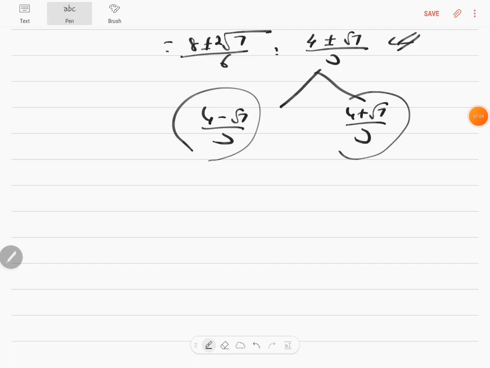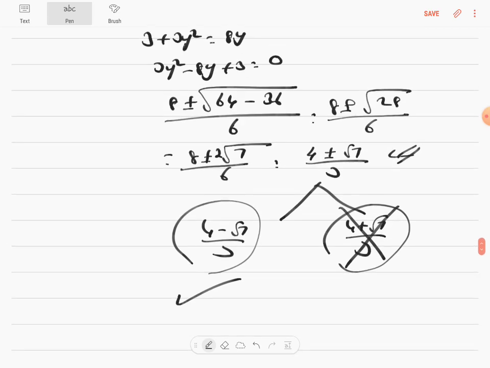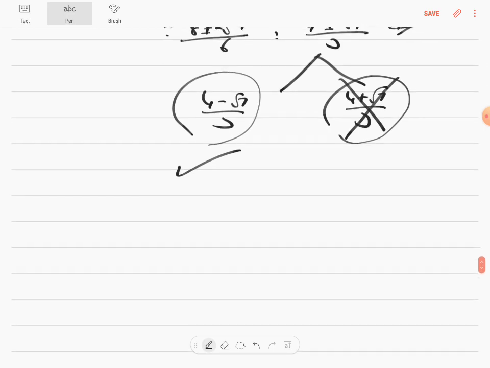What about this answer? This will be 4 minus, what is root 7? Root 7's value is, 2 twos are 4, it's 2 point something. Therefore, when you divide it by 3, the values should lie between minus 1 and plus 1. So this is the right answer, but this cannot be because it exceeds the plus 1, minus 1 limit. So that's why this cannot be the answer. This is the answer. Let's go to the next question.